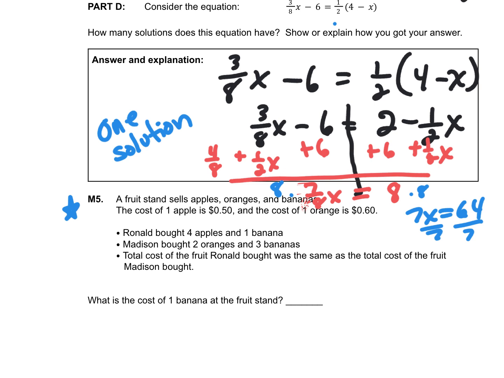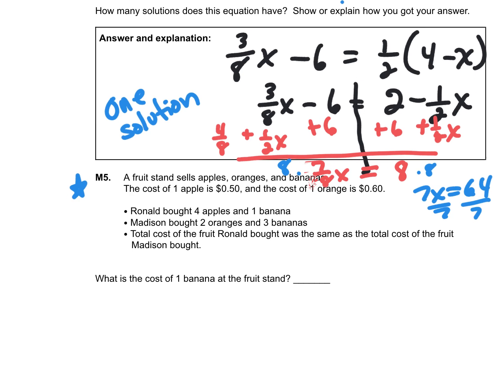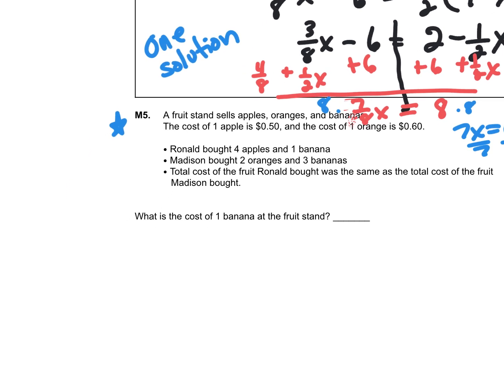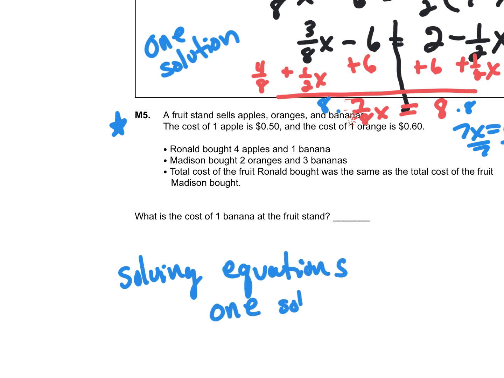All right, so the moral of the story is you want to finish number 5. And you want to make sure that when you're solving equations, you're keeping in the back of your mind that they can have one solution, many, or none. Okay. That concludes the set of notes.